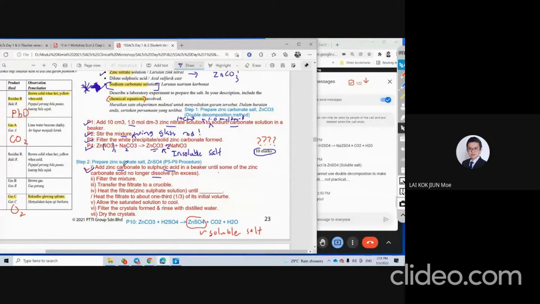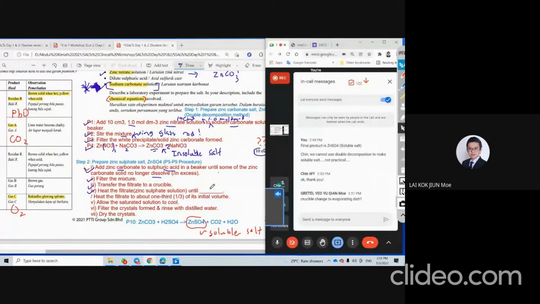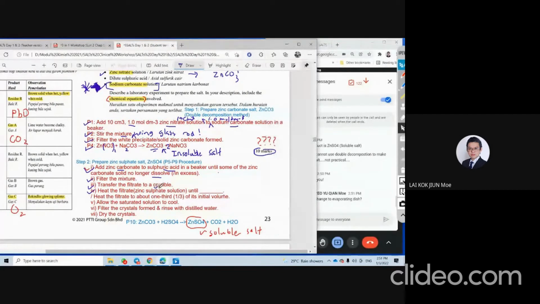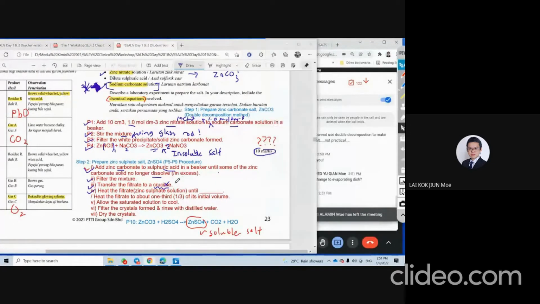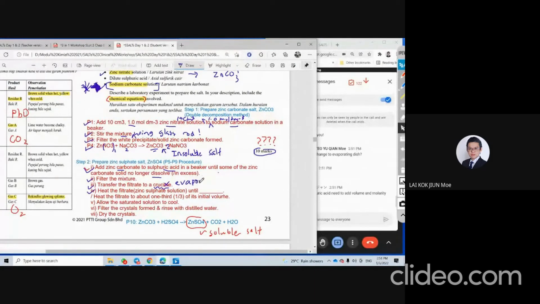We just add excess more zinc carbonate, and then we filter it, and then we transfer the filtrate to the crucible, and then we heat it until what? Very good criteria. Actually, this is my trap. No crucible for this. Crucible is not suitable. We are using an evaporating dish. Crucible is for burning magnesium ribbon.